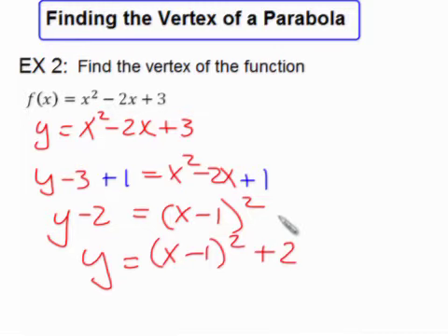So from this form, we can see that our vertex is the opposite of this value and the same as this value. Or the vertex is the ordered pair 1, 2.